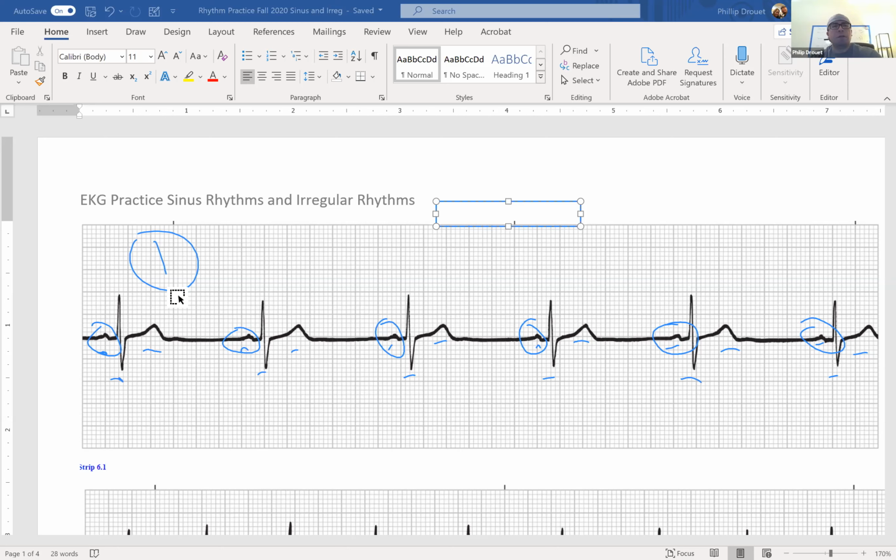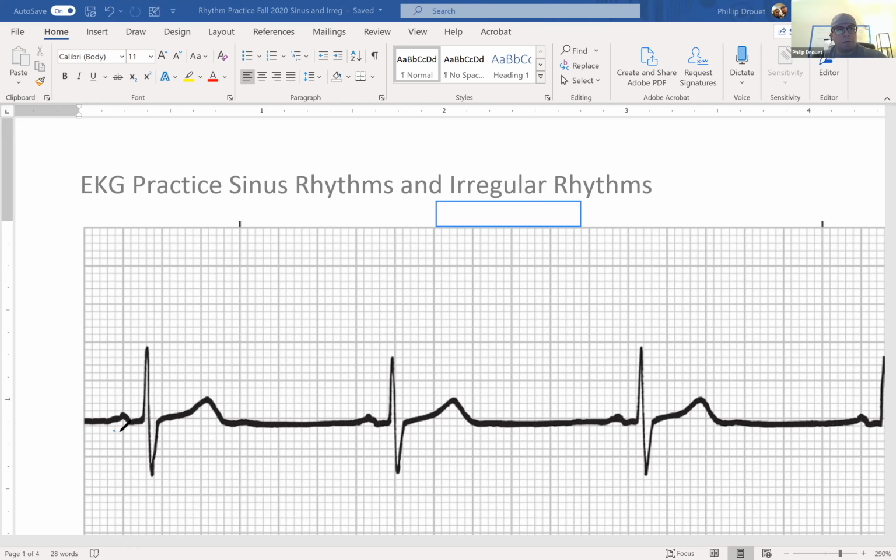For this, I'm going to zoom in a little bit more, just so that we can really identify this. Okay, it looks like we have 1, 2, 3, 4, 4.5 boxes there. Maybe 5 total. 5 times 0.04 is 0.2 seconds. That is okay. That's within range. So an okay PR interval.